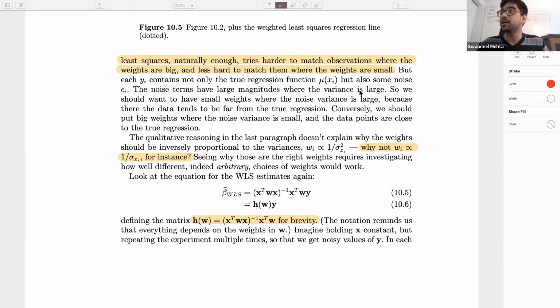The noise terms have large magnitudes where the variance is large, so we should want small weights where the variance is large. Again, that's why the weight is inversely proportional. But now he asks, why not 1 by the standard deviation of the noise? So why this sigma square term? Why not 1 by sigma xi for each noise term? Which is also fair, since this is still inversely proportional. So why are we using this squared term? Of course, for different problems, arbitrary choices of weights could work differently, so you have to check it for your problem at hand.